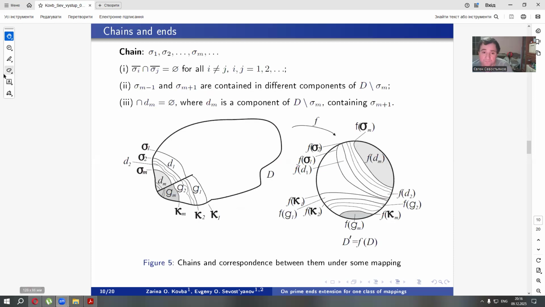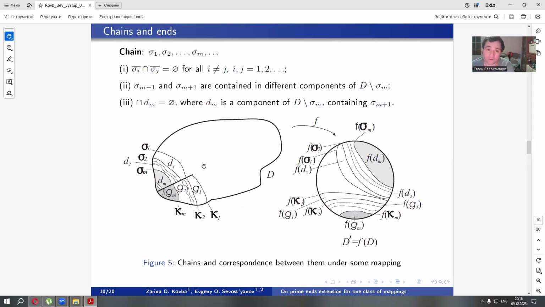For example, this line is a cut from D. Why? Because if D is this domain, then this cut divides the domain D into two components.